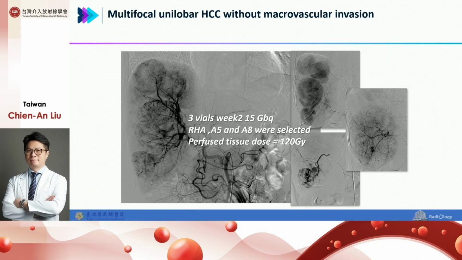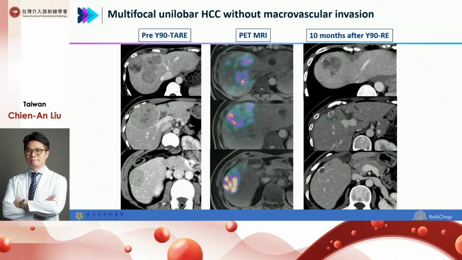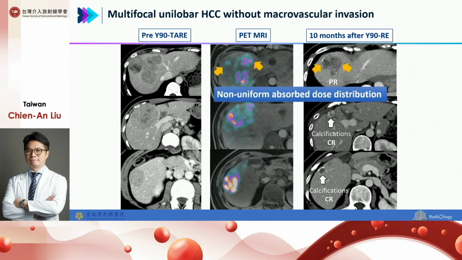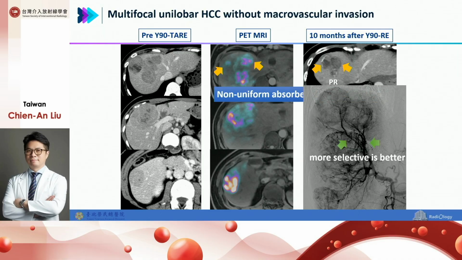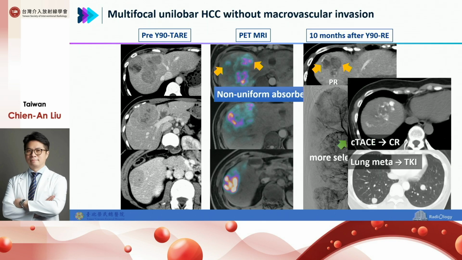And after the treatment, you can see that there is still some heterogeneous distribution of the tumor in the non-dependent part. So actually, there's a viable tumor, and for the dependent part, you can see the calcification and the tumor shrinkage, which means there's a very good or near complete response. So for the large tumor, maybe to prevent the heterogeneous distribution, in this case, we think that we may do more selective treatment, which would be better.